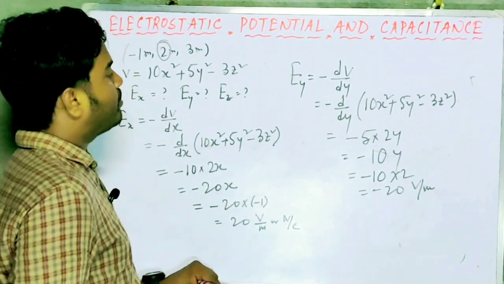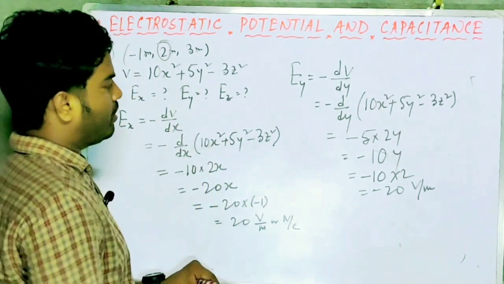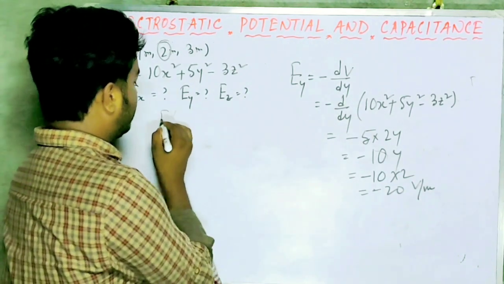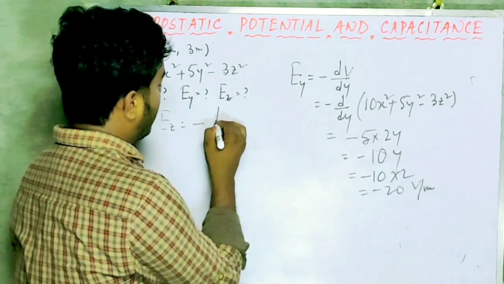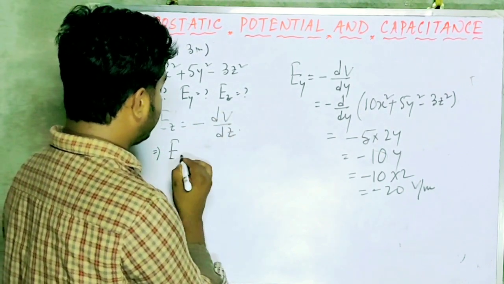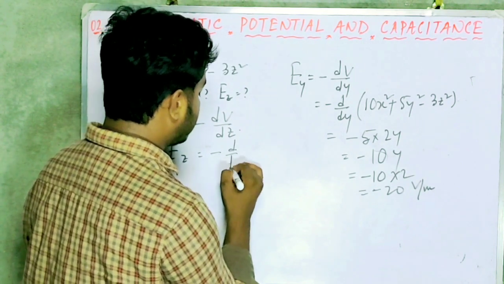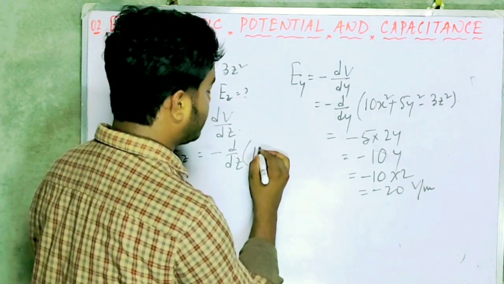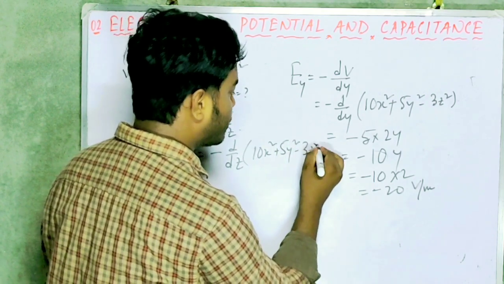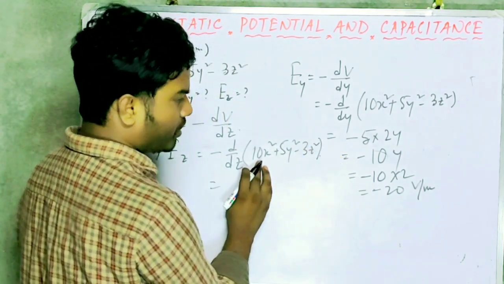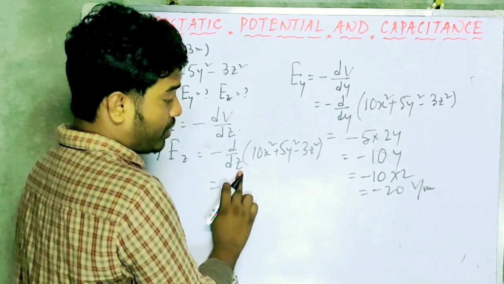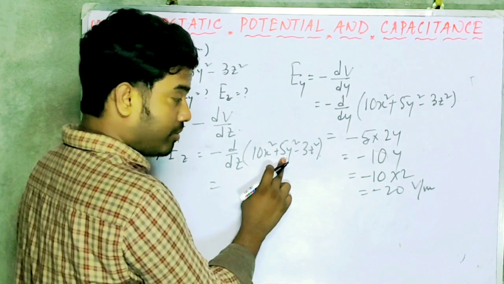Then what will be the value of Ez? Same method, calculate. The formula is Ez equals minus dV by dz, that is Ez is equal to minus d/dz of V, that is 10x square plus 5y square minus 3z square. The x expression will be 0 because it is a function of x, and here we have to differentiate with respect to z. The y expression is also 0.